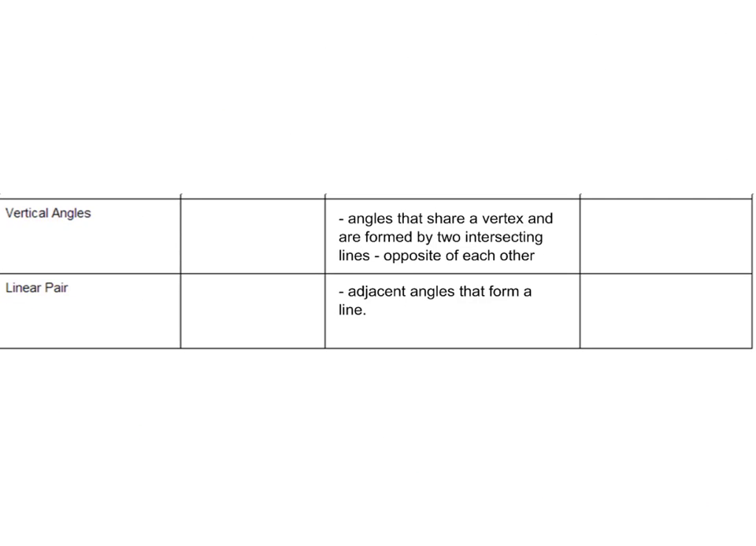Alright, next we've got vertical angles and linear pair. These are the last two we're going to talk about. You should already know these, but we can still make sure we know them. Vertical angles are angles that share a vertex and are formed by two intersecting lines, opposite of each other. And we have lots of examples of those here.